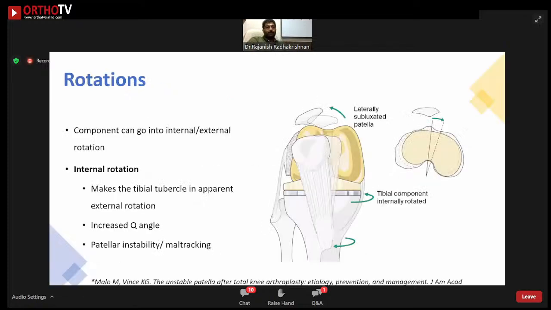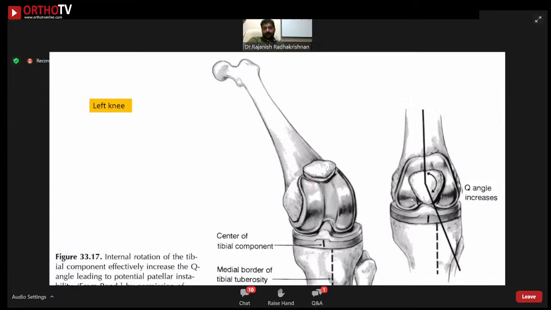Coming to the fourth degree of positional freedom, there are the rotations, internal rotation and external rotation. The component can go into internal or external rotation if you don't make the keel work properly. What happens if you go for an internal rotation? If you create an internal rotation, there will be patellar maltracking. The Q angle will increase and that can lead to patellar instability, even subluxations. You can see here what happens.